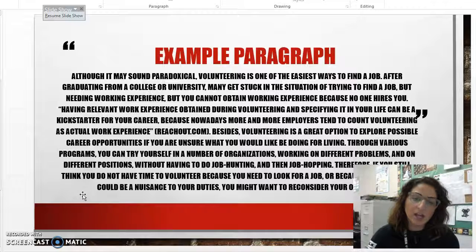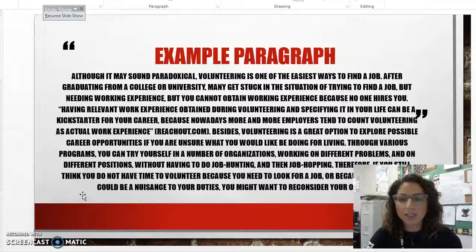Reachout.com said this. Besides, volunteering is a great option to explore possible career opportunities if you are unsure what you'd like to be doing for a living. Through various programs, you can try yourself in a number of organizations working on different problems and in different positions without having to do job hunting and then job hopping. Therefore, if you still think you do not have time to volunteer because you need to look for a job or because volunteering could be a nuisance to your duties, you might want to reconsider your opinion.